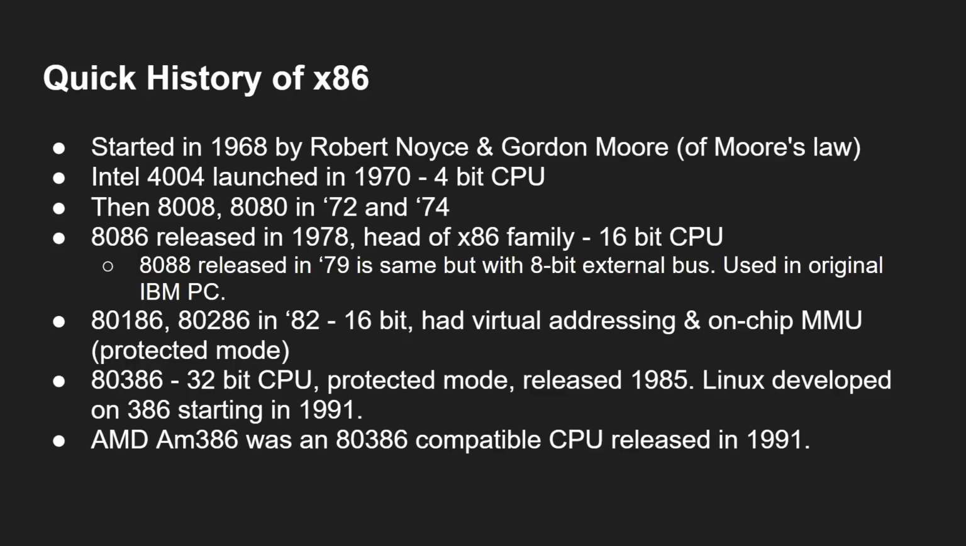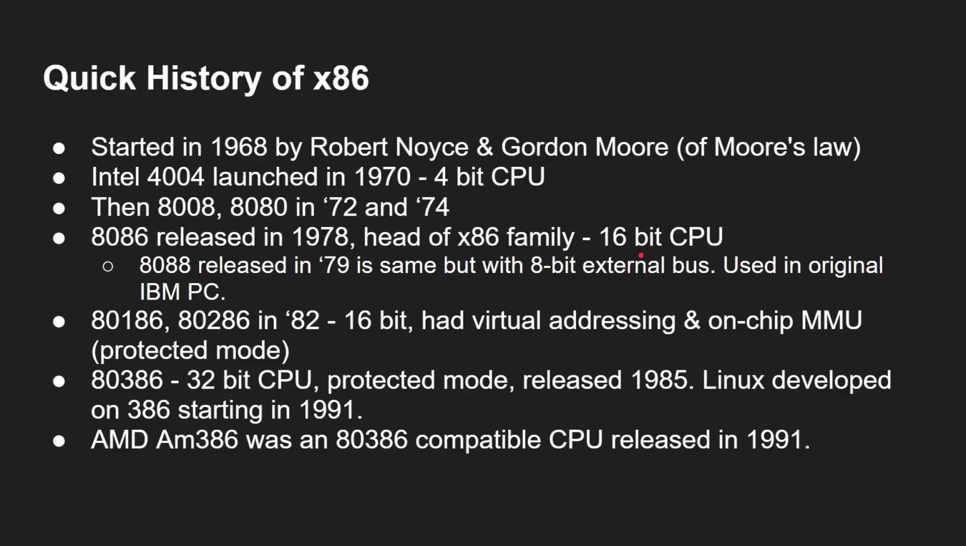Okay, so let's start with a quick history of x86. Intel was started in 1968 by Robert Noyce and Gordon Moore. Yes, that's Gordon Moore of Moore's Law. And then in 1970, they released their first processor, a 4-bit processor, the 4004. By '72 and '74, you get the 8008 and the 8080. That was followed by the 8086, which was launched in 1978, and it's that 86 that gives us the wording x86. This series started here with the 8086.